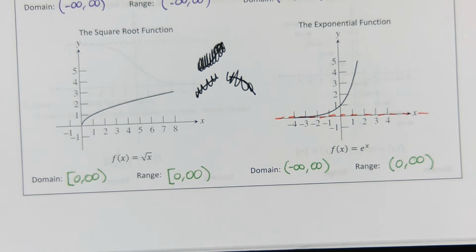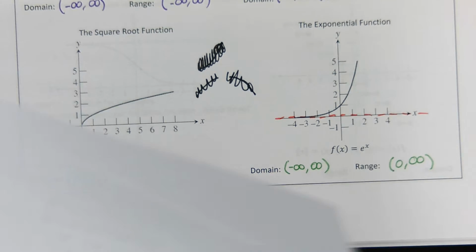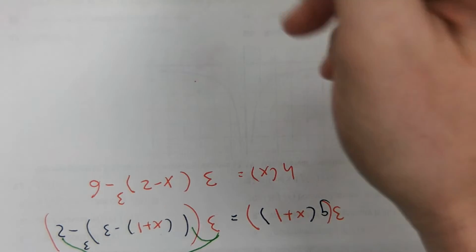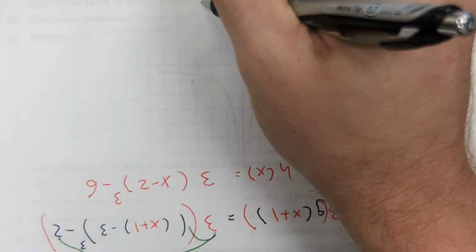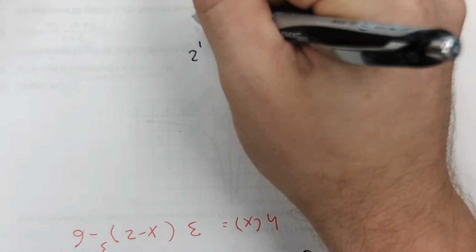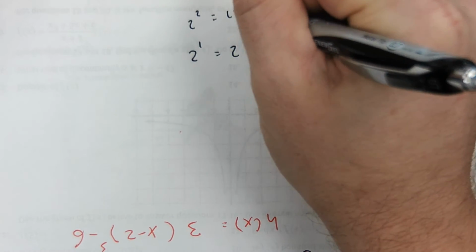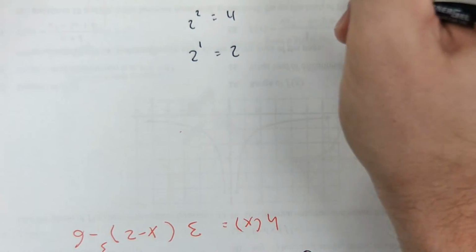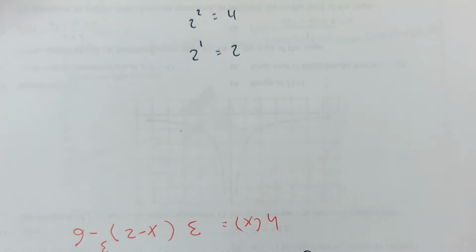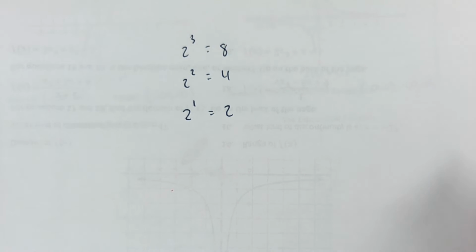Well, anything to the 0 is 1, except for 0 to the 0. But his question is why? I'm just trying to find a piece of paper I can write on. Here we go. Let's see. What is 2 to the first power? It's 2. What's 2 to the second power? 4. 2 to the third power? 8. That's enough for us to see this pattern.